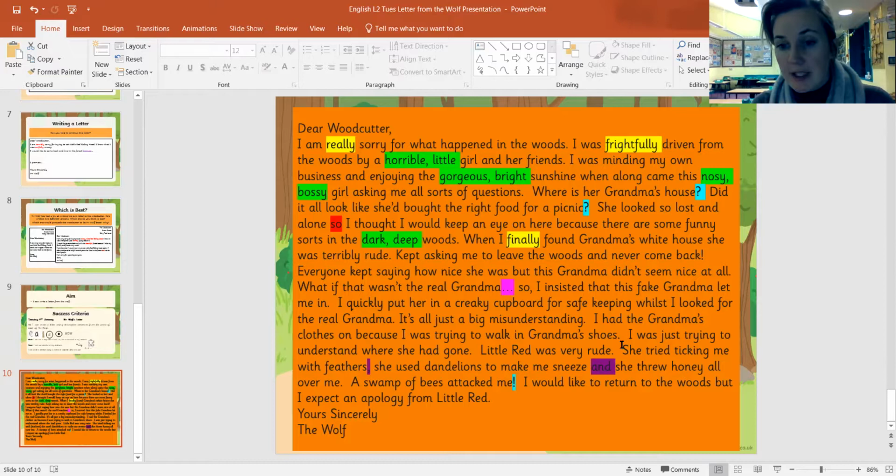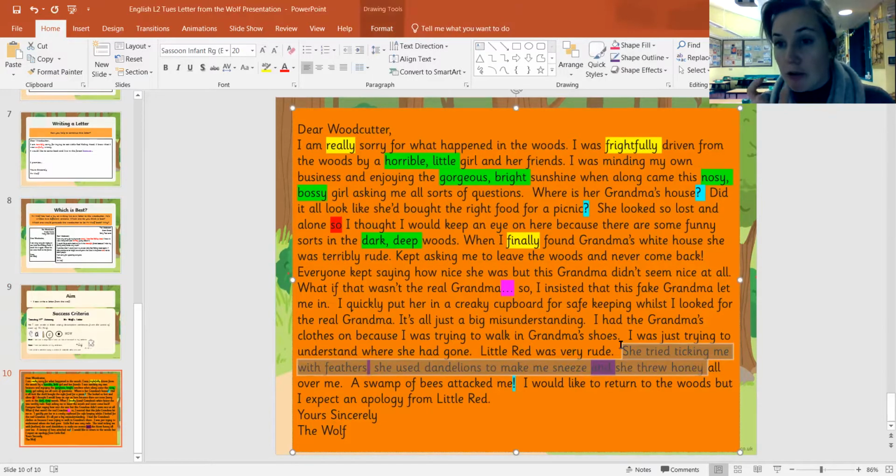Oh, this and one is a different color because it's when you do the commas in a list. He's listing the different things that she did. She tried tickling me with feathers. She used dandelions to make me sneeze, and she threw honey all over me. So he's listed the different things, which is why he's got a comma between the first 2 and an and between the last 2. There's an exclamation mark. This could also then have paragraphs, which would take it further to make it a better piece of writing.